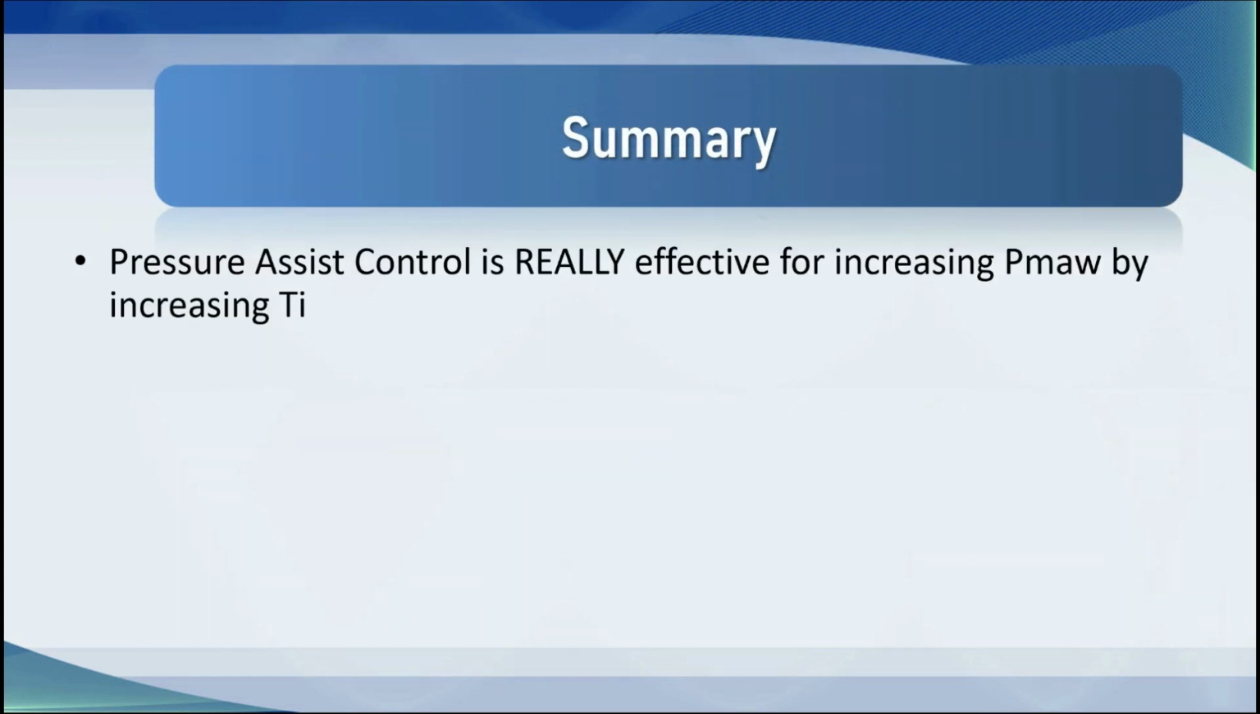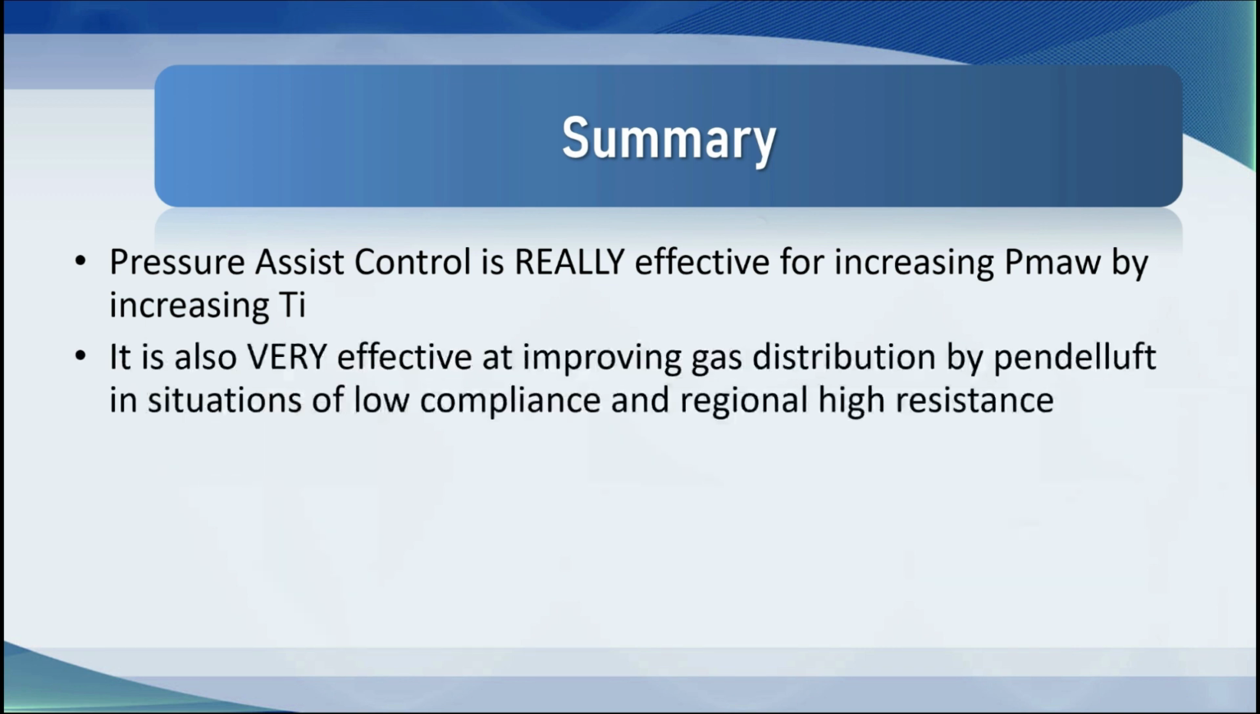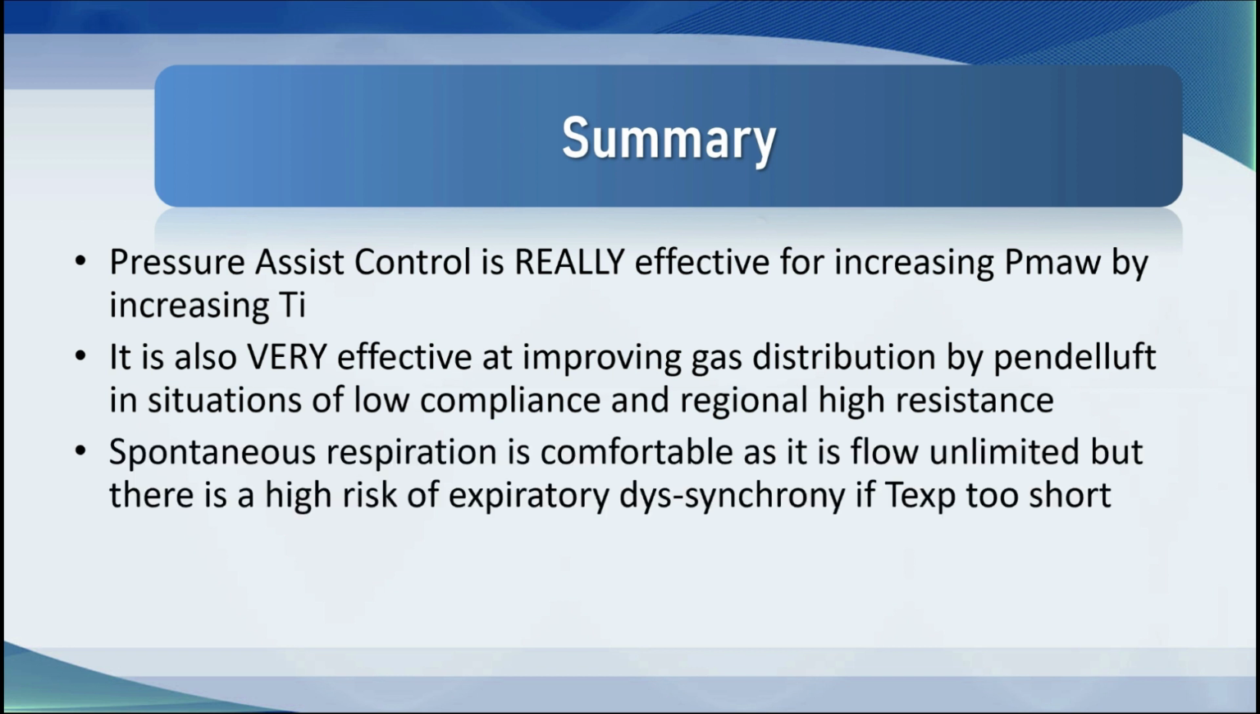Let's summarize these points. Pressure assist control is really effective for increasing mean airway pressure by increasing inspiratory time, but it is part of a paradigm where you need to reduce your PEEP to maintain tidal volumes. That tidal volume should always be your goal. You can't let it drop off because that's a huge component of your mean airway pressure. It's also very effective at improving gas distribution by Pendelluft in situations of low compliance and high regional resistance.